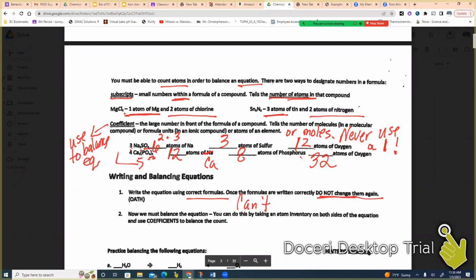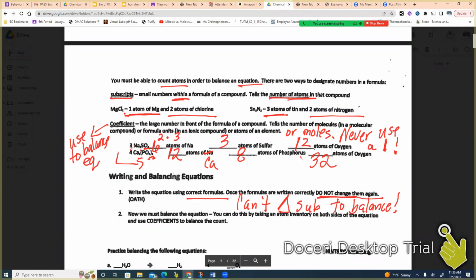What that is saying is you can't change subscripts to balance. That would be a nice, easy way. Can't do that. We're going to have to work around the subscripts by using our coefficients. Atom inventory for both sides of the equation, and then you use coefficients to get it balanced.